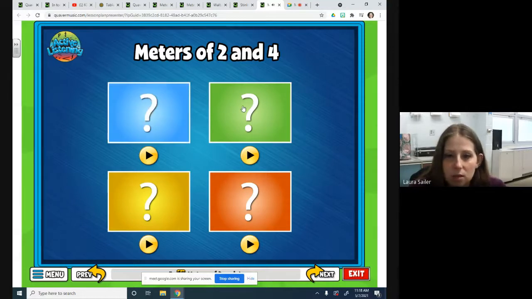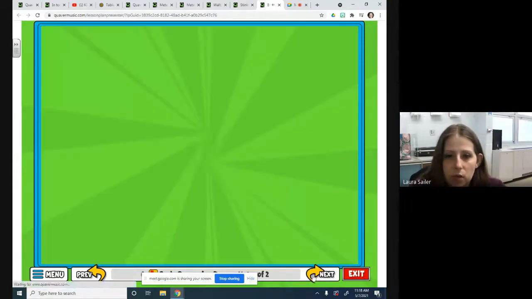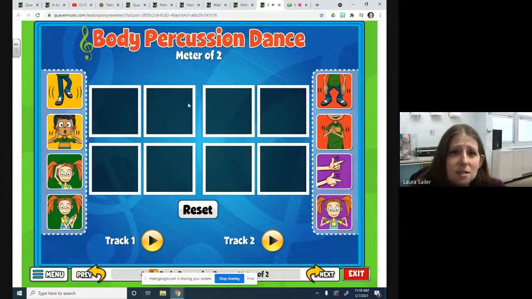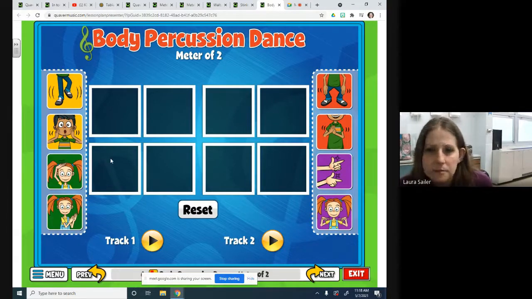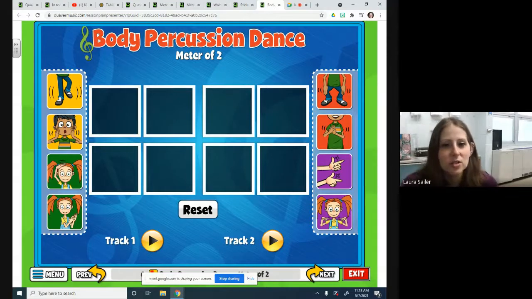Okay, so then once you go through and guess all of those, this is the fun one. We get to create our own body percussion dance. So we have marching, we have touching cheeks, patting head, clapping, we have patting knees, we have clapping again, we have snapping, and we have touching shoulders, okay? So you can create your own dance to the tracks.